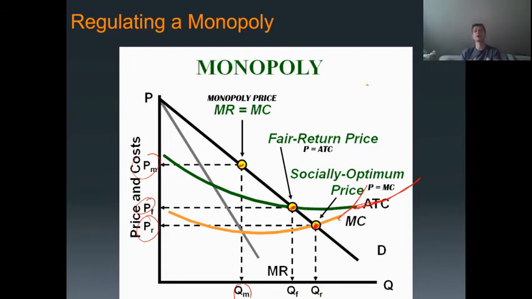The problem with the fair return price is that there is still deadweight loss. You can see it by the quantity, the demand curve, and the supply curve. That area is the deadweight loss still remaining from this fair return price. The problem with the socially optimum price is when you're there, now the ATC is greater than your average revenue. So now the firm is earning losses. So in order for this to occur, the firm must get a subsidy. Otherwise, it wouldn't produce anymore.